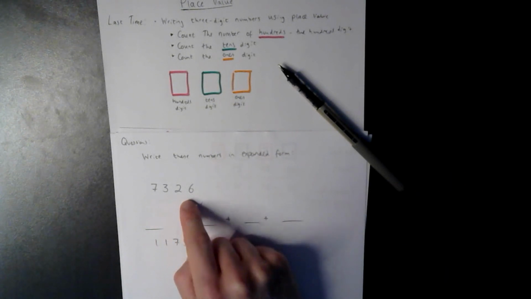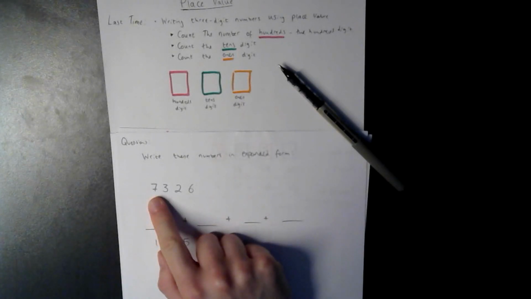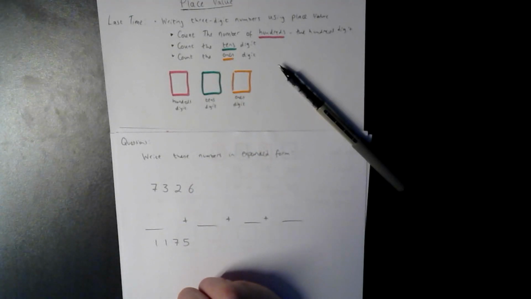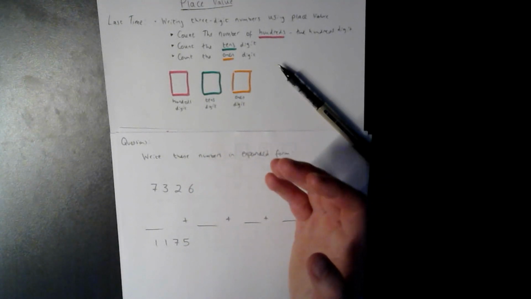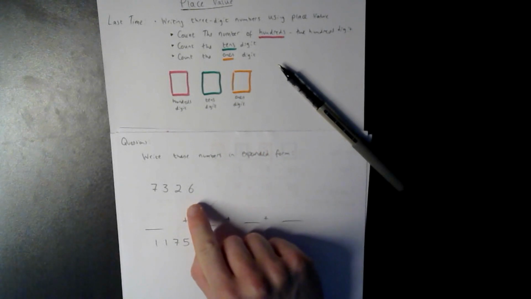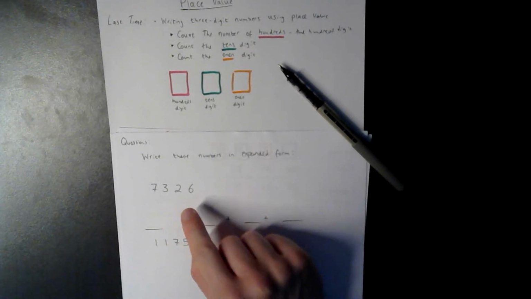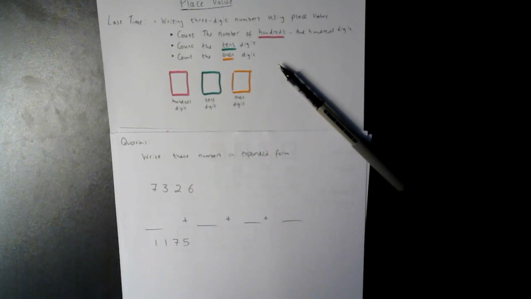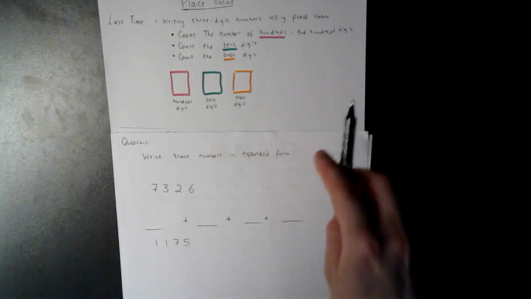Okay, so the number is 7,326. I'm going to start from the right, just because I find that easier. Thinking about what each of the digits mean, because the right is always the ones. And I know with the ones, that's the easiest part. I just take this number 6 and write it here. And that's 1 out of the 4 steps done already.